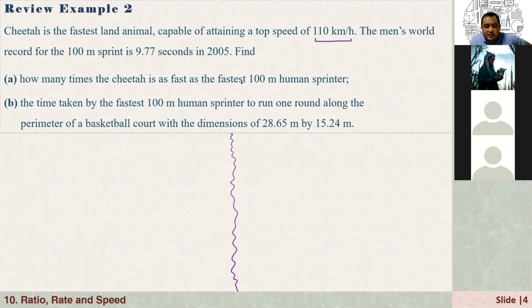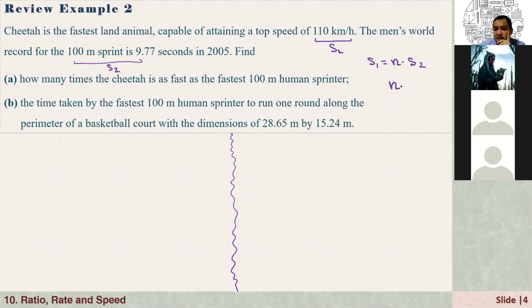Suppose that the speed of the cheetah is, let's say, S1. And the speed of the fastest guy is, let's say, S2. To find out how many times the cheetah is as fast as the fastest 100-meter human sprinter, we have to divide. How many times means that S1 is equal to N times S2. So if you multiply the fastest man's speed by N, then we will get the cheetah's speed.